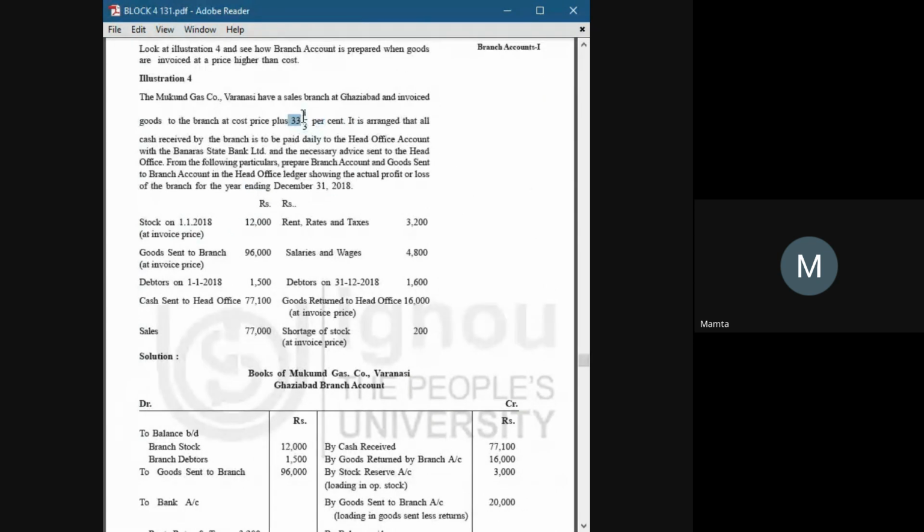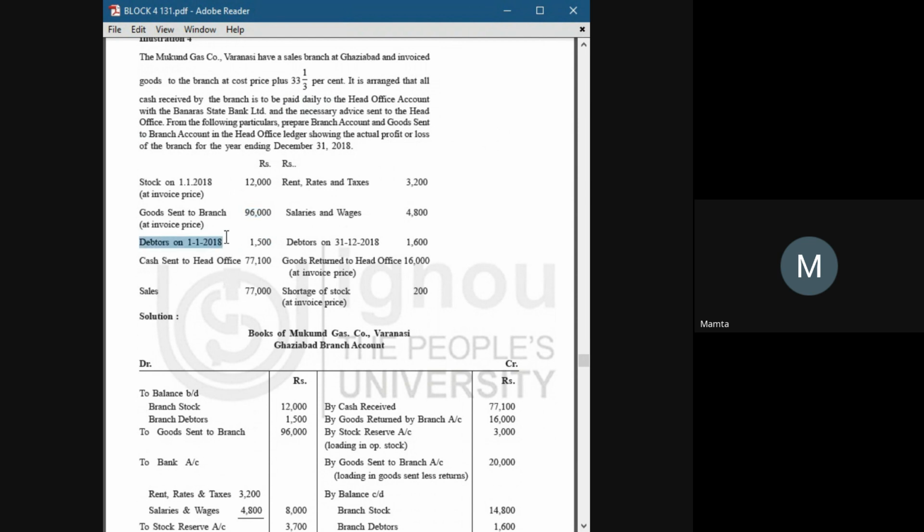It means it has added 33.33% to the cost price. Okay, that means if the cost price of a unit is 100, then the amount shown here is 133.33. Okay.